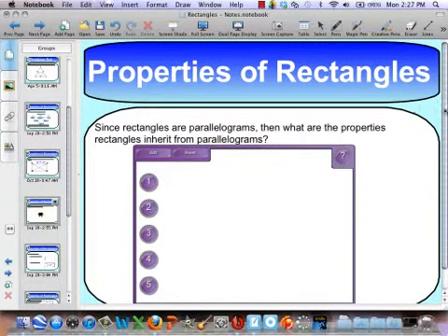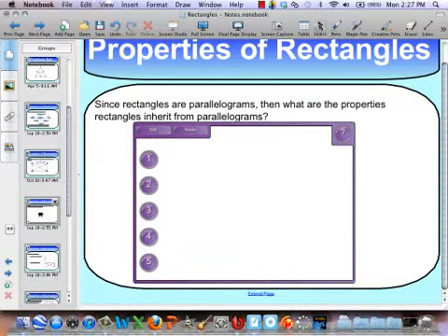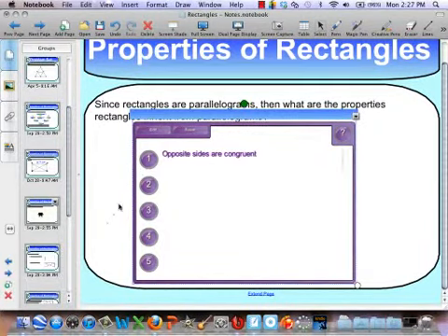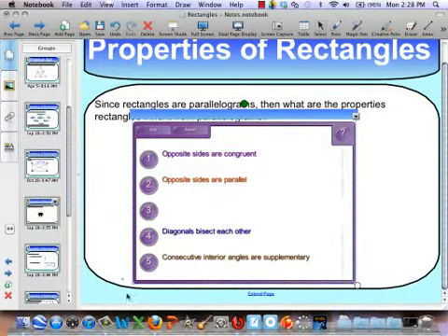Okay, let's review very quickly. What are some of the things that rectangles inherit from parallelograms? Somebody give me one of them. Yes. Both pairs of opposite sides are parallel. Good. What else? Corbin? That is not something that comes out of the parallelogram. Okay, so what else do we know? Justin? Diagonals bisect each other. Very good.